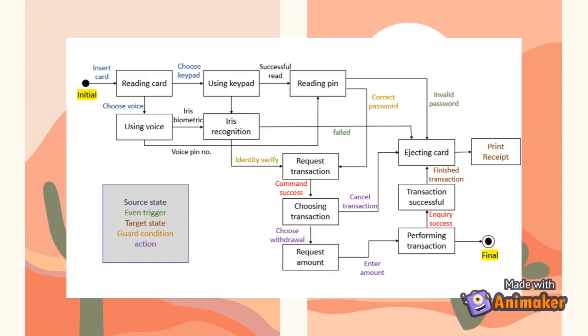There are 5 parts of a transition. First, source state. Second, event trigger. Third, guard condition. Fourth, action. And lastly, target state.